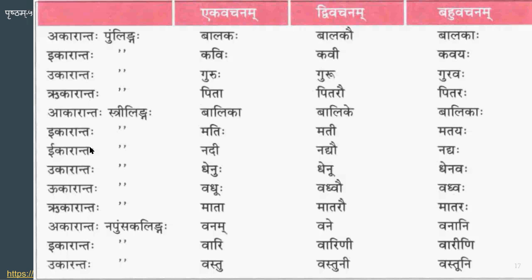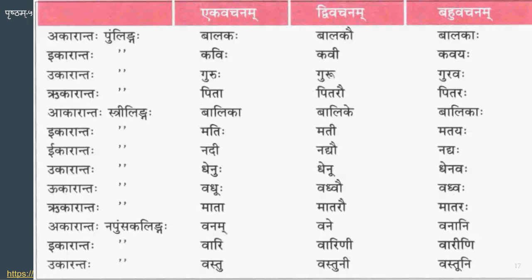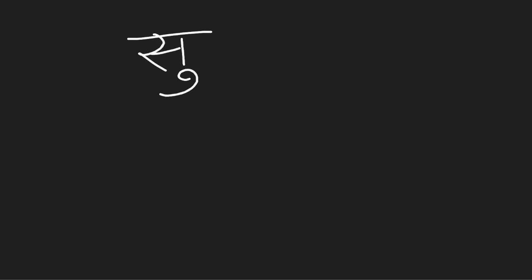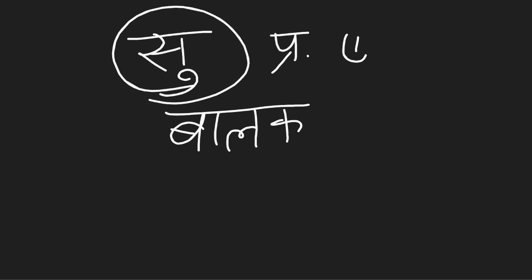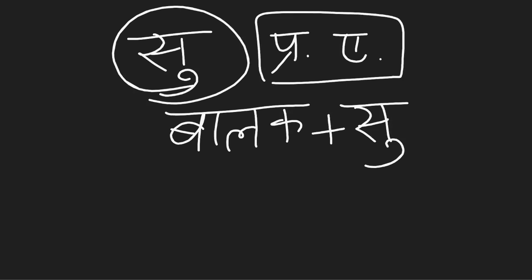So there was a question. The first of the pratyayas is su pratyaya. But balaka is a pratipadikam. The su pratyaya is for prathama vibhakti ekavachanam. So balaka plus su is the pratyaya, right? Pratyaya means suffix. So if you want to derive the prathama vibhakti ekavachana form of balaka, then we have to add this su pratyaya to it.